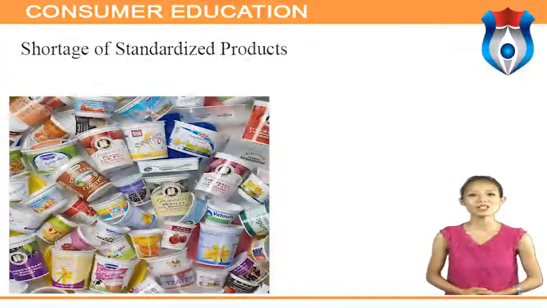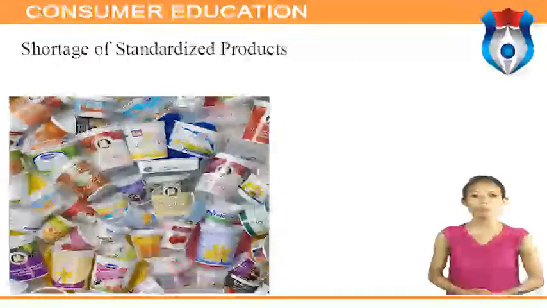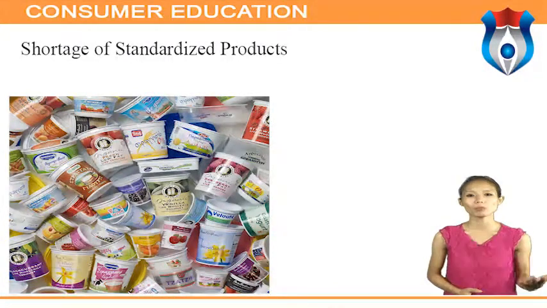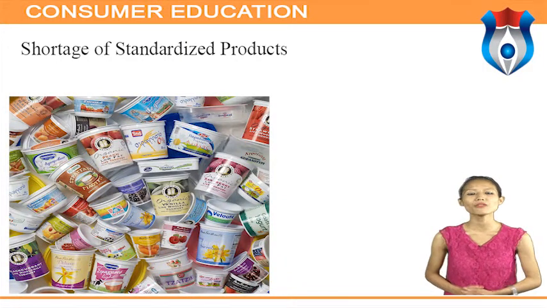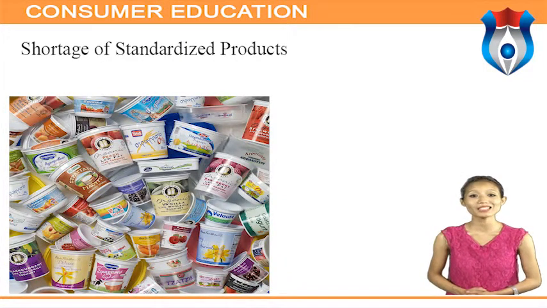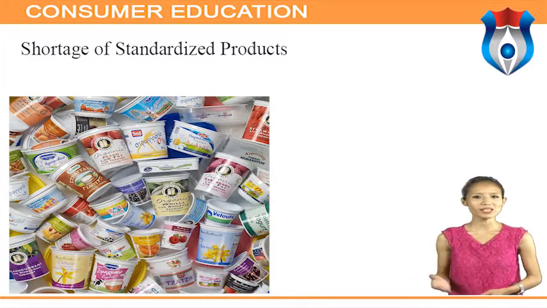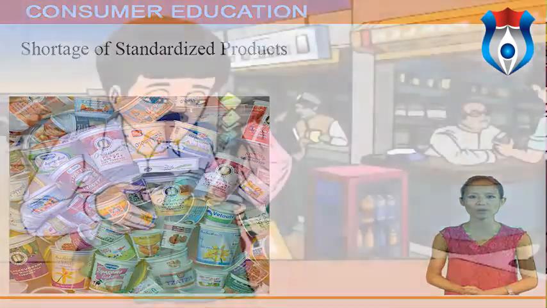Shortage of standardized products. Most of the goods available in the market do not carry standardized markings. When a consumer goes to the market to buy an electric iron, he finds a number of brands without standardized markings. Still, these brands are very cheap. In such a situation, the consumer is not able to decide whether he should buy a cheaper and popular brand or a less popular standardized expensive brand.